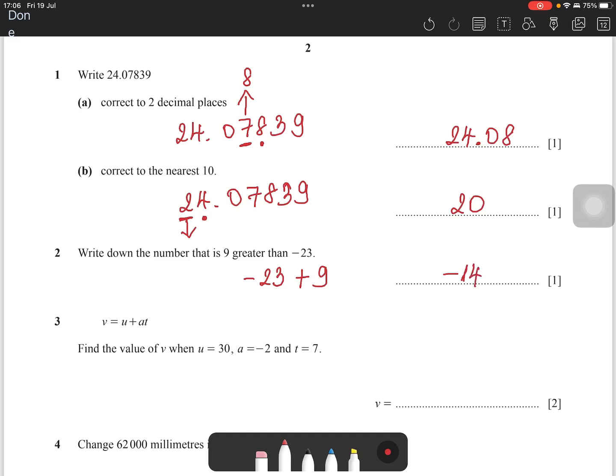Question 3. Find the value of V when U is 30, A is negative 2, and T is 7. So we just substitute U equals 30, A is negative 2, and T is 7. This is 30 minus negative 2 times 7, which is 14, so 30 minus 14 equals 16.